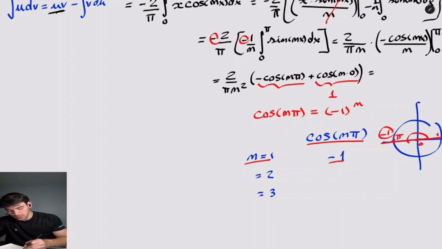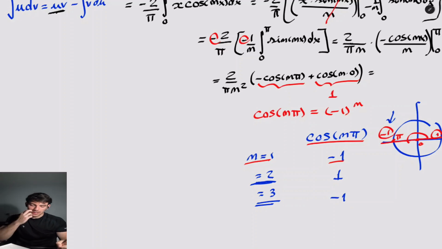Okay. So if n equals 2, we'll have cosine of 2 pi. 2 pi is basically the whole circle. We'll reach 1. So this is 1. If n equals 3, we'll have cosine of 3 pi. 3 pi is basically a whole circle plus half a circle, so we'll reach minus 1 again. So we'll have minus 1. And if you just do this repeatedly, it will be clear that we are just alternating between minus 1 and 1. So it is the same as writing minus 1 to the power of n.